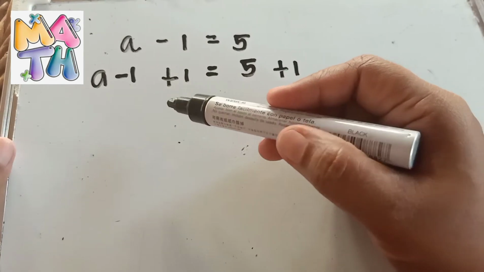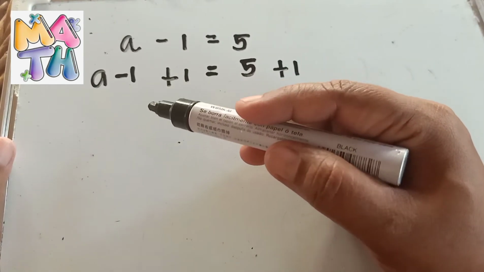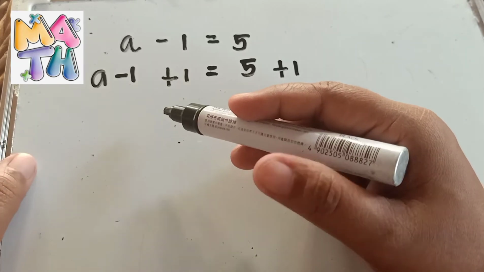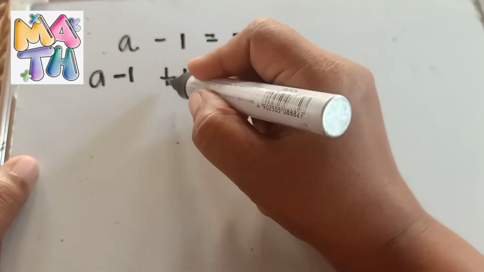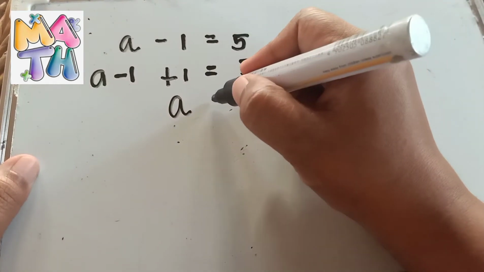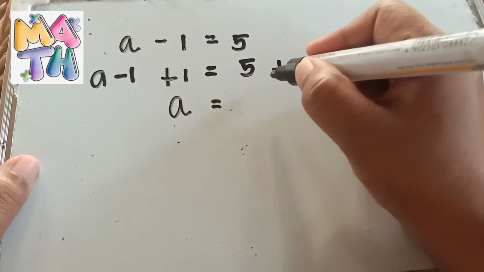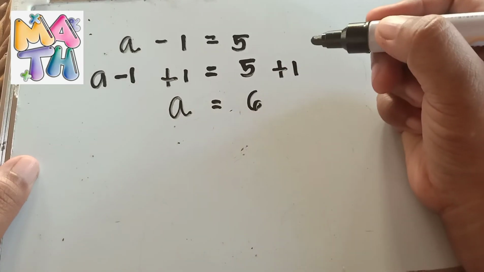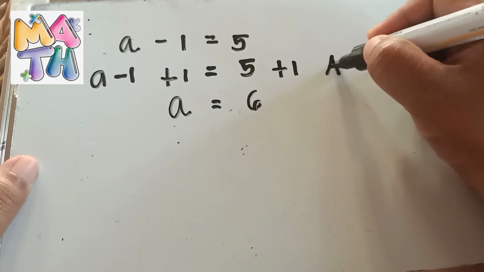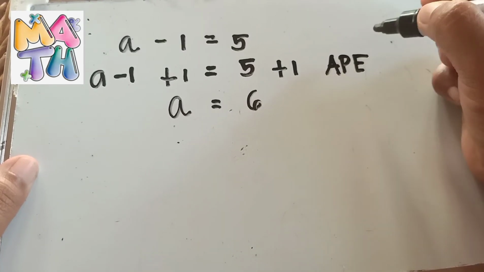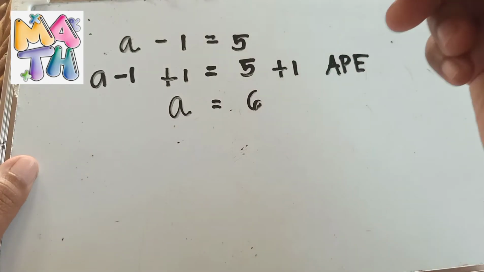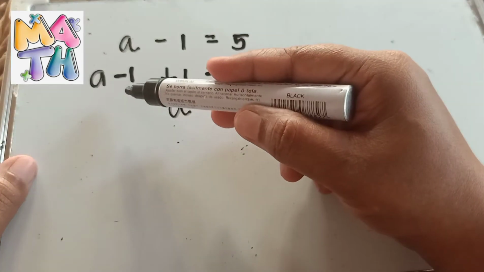Our goal here is to isolate A, or to leave only A on one side of the equation. So, negative 1 plus 1 is 0. What is left is just A, equals 5 plus 1, which is 6. So here what we used is the addition property of equality. We added because that is the inverse of subtraction.